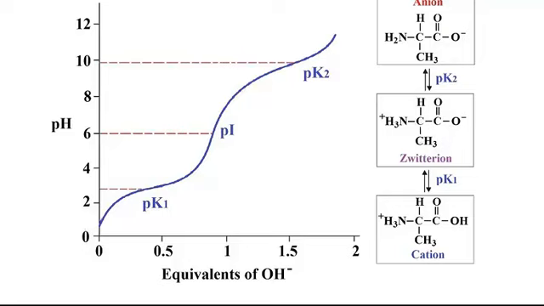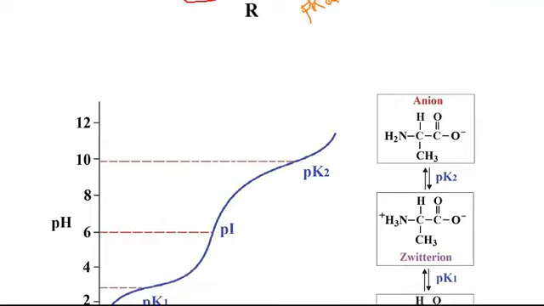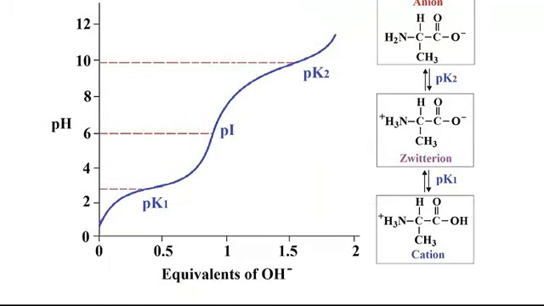Now as we keep increasing pH, we will go beyond the pK of the amino group, as a consequence of which the amino group will eventually lose its H plus, and so it will turn into NH2. Since there is only a negative charge here, this is an anion. All right. Now there is a point where at pK1 there is a 50% balance between the cation and zwitterion, versus at pK2 there is a 50% balance between the zwitterion and the anion.